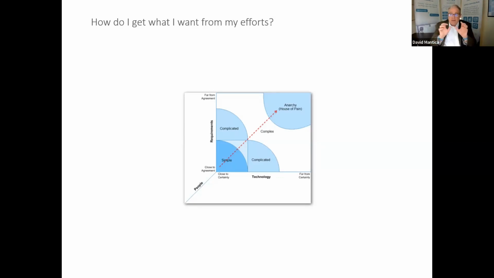An outcome is something that delivers value. Output is, here, I did this. It's a different mindset. And so ultimately what we're trying to do is figure out how to deal with the requirements that are pounding at us and the technology options that are pounding at us. Right now, we live in a house of pain. This is called the Stacey Matrix. And this house of pain is that our work is both complex and complicated.